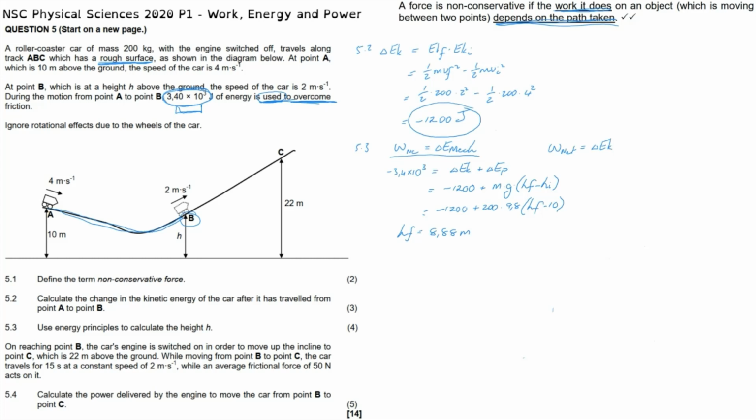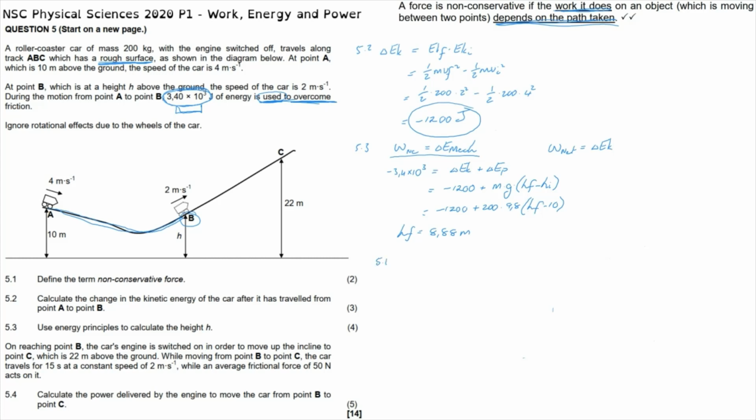Question 5.4. On reaching point B, the car's engine is switched on in order to move up the incline to point C, which is 22 meters above the ground. While moving from point B to point C, the car travels for 15 seconds at a constant speed of 2 meters per second, while an average frictional force of 50 newtons acts on it. Calculate the power delivered by the engine to move the car from point B to point C.